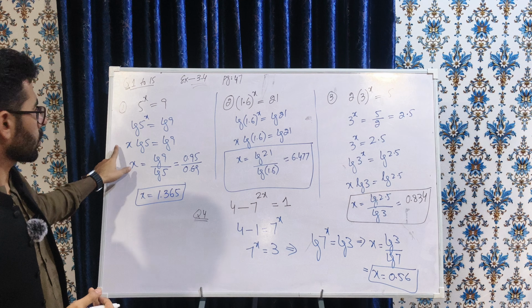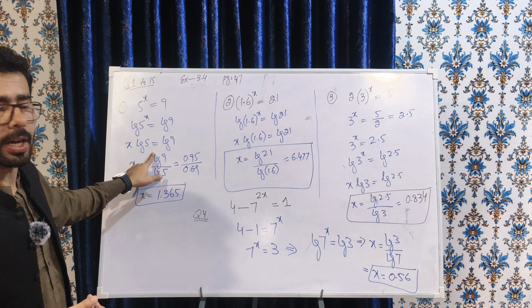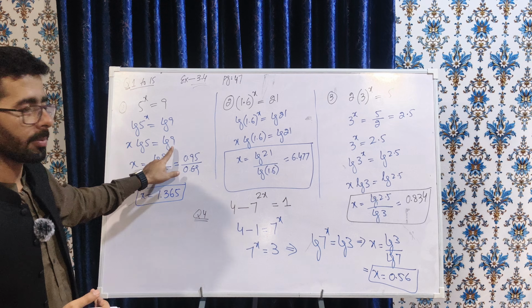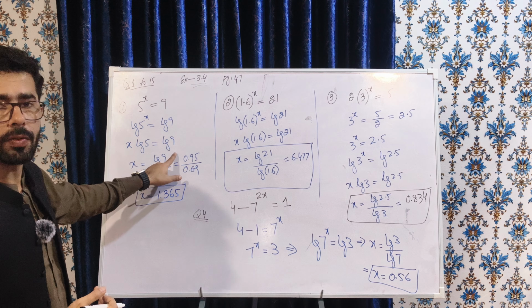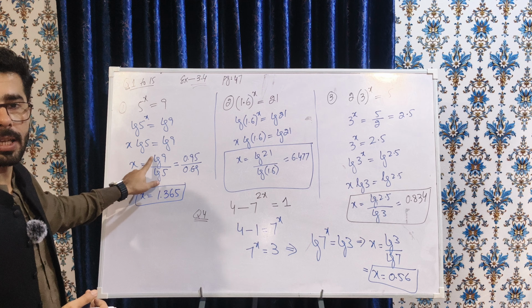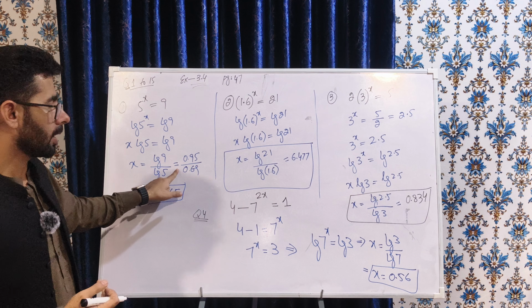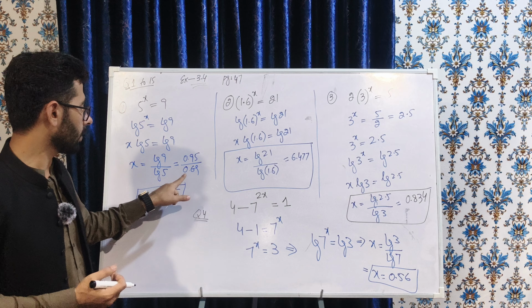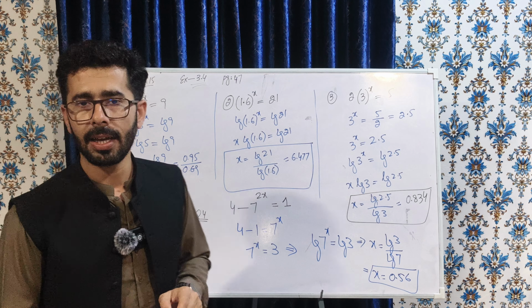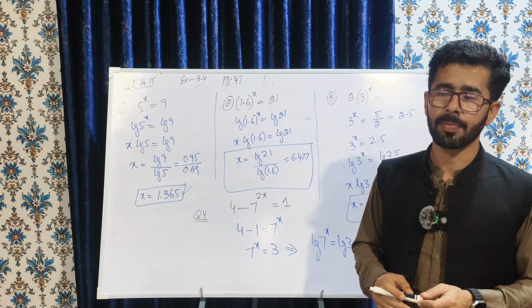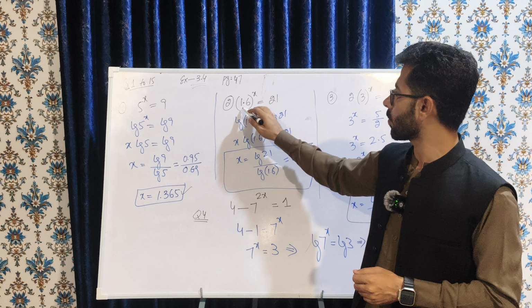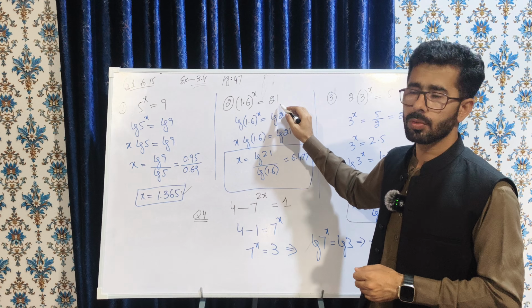x will come down, so we will have x times LG 5 equals LG 9. If we need the value of x, we divide by LG 5 on both sides. So LG 9 divided by LG 5 is equal to 0.95 divided by 0.69, and we get the value 1.365. In a similar way, we have 1.6 to power x equals 21.